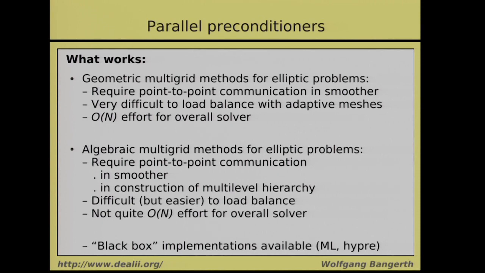So geometric multigrid, we know, works very well for elliptic problems. If you go to lecture 36, for example, you will learn how geometric multigrid is supposed to work. What you have to think about in the parallel context is this: let's say you go from one level to the next coarser one, then you might have to communicate with other processors, because the cells in the next coarser level might be owned by another processor.